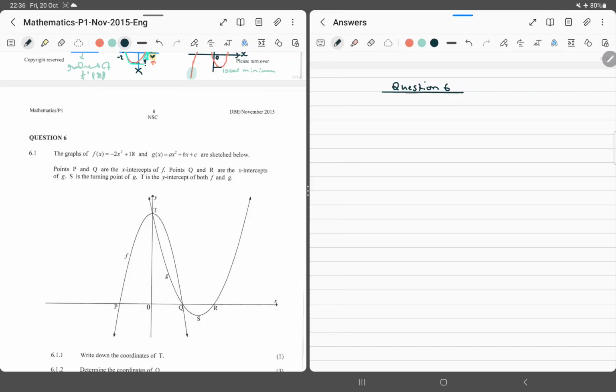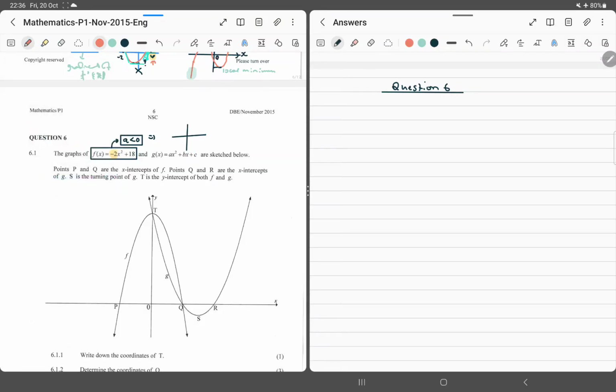Question 6, we still have functions. The graph of f is a parabola, the kind you get in grade 10. Let's see what this parabola is. The coefficient of x squared is negative, so a is less than 0. This is very good to note. It suggests that our parabola is concave down.